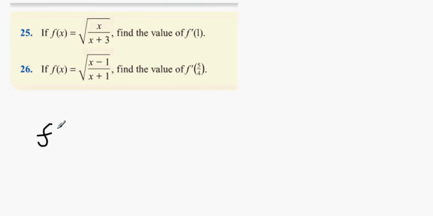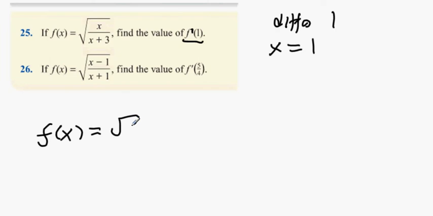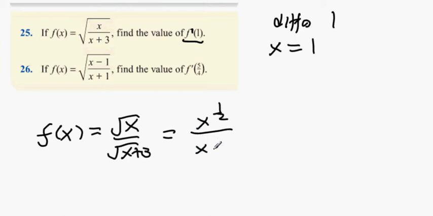f of x. This means f dash, theta dash. That means differentiate once. So you're going to differentiate once, and then you're going to replace x with 1. Alright? Okay, let's see what happens. f of x is going to be root x over root x plus 3, which in turn is x to the power of a half divided by (x plus 3) to the power of a half.